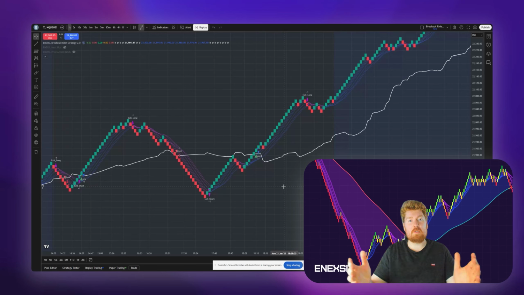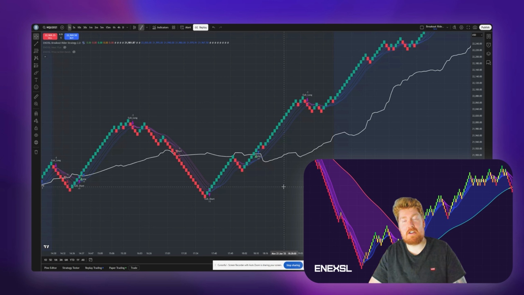Welcome everyone to our biggest and most exciting update yet, the Breakout Rider 2.0. This is our revolutionary update with unmatched customization and powerful new tools. This is the update that everyone has been waiting for. So let's dive in to see how the Breakout Rider 2.0 will change the way you trade futures markets.